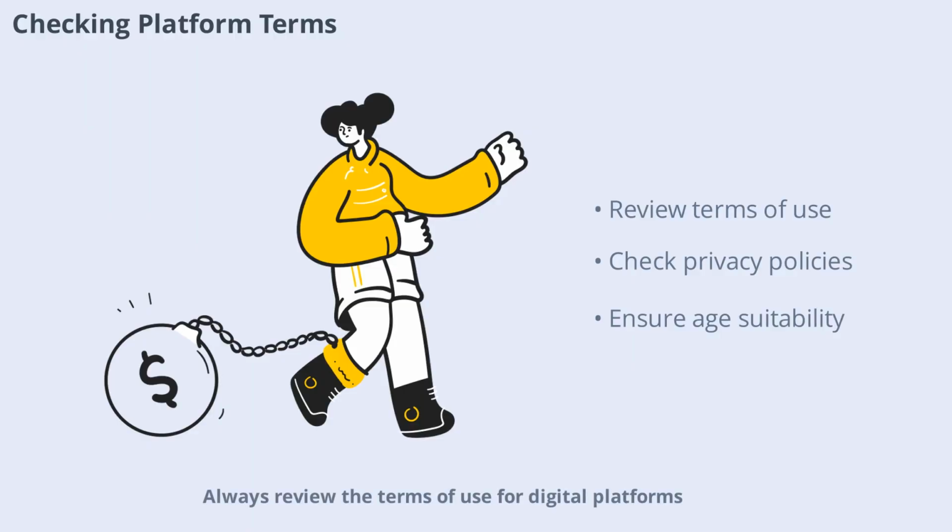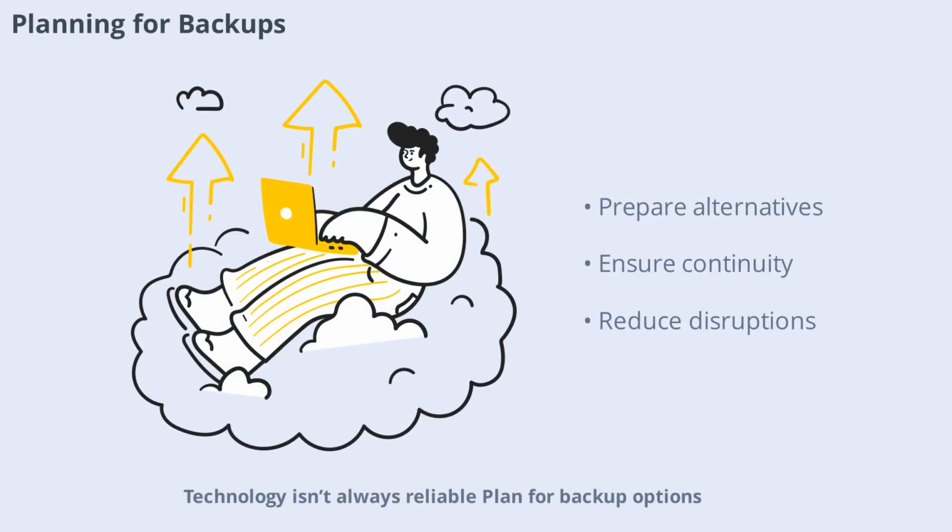Always review the terms of use for digital platforms. Look for requirements related to data collection, advertising, and account creation. Make sure the platform aligns with your school's privacy policies and age-appropriateness standards. Technology isn't always reliable. Plan for backup options, such as printed materials or offline activities, in case digital resources become unavailable. This ensures learning continues smoothly, no matter the circumstances.